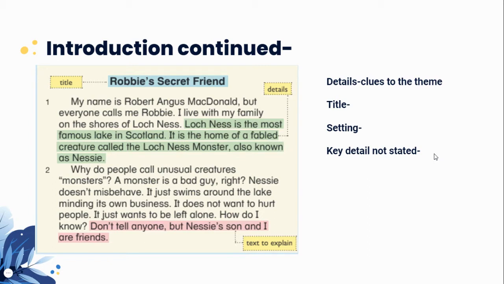In paragraph 2 is a key detail to the theme the author does not directly state. We understand Robbie's secret and why it is a secret. Nessie wants to be left alone.